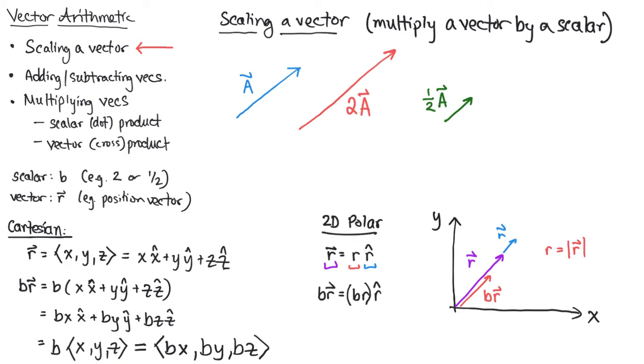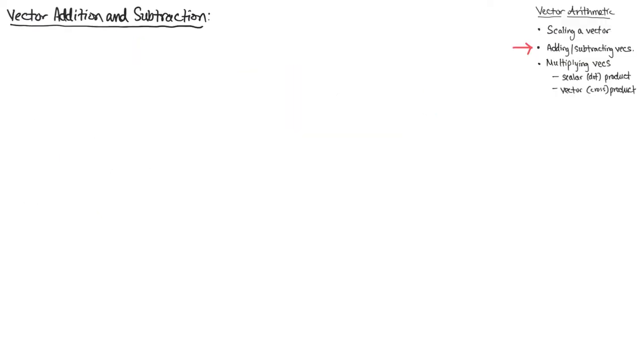So think about that for a minute. Our next topic is going to be vector addition and subtraction, and then we'll get to vector products after that. So now that we have scaling of vectors under our belts, we can turn to vector addition and subtraction, and we'll see that vector subtraction is really just addition plus scaling, scaling by -1.